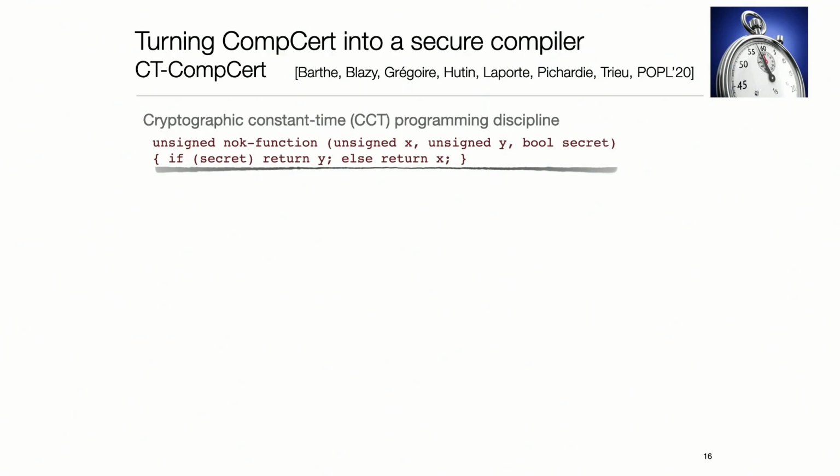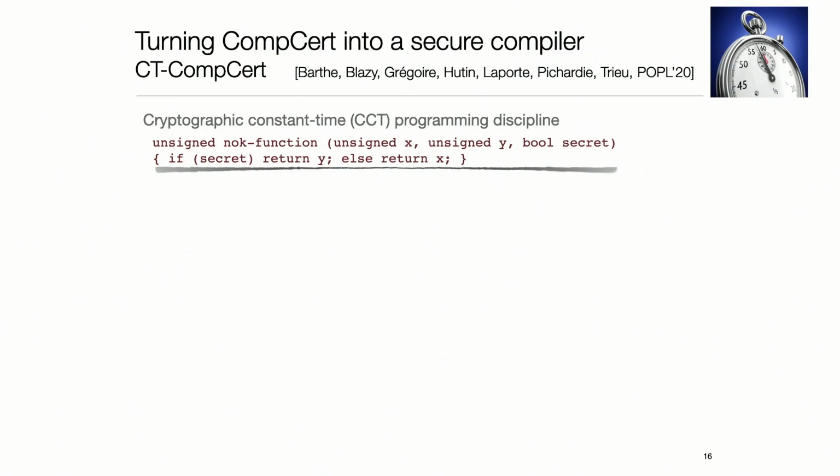So the goal is to protect programs against what are called timing and cache attacks. These are side channel attacks, where an attacker is observing several executions of the same program in order to learn information on secret values that are hidden in the program. So in order to protect against these attacks, cryptographers use a programming discipline called cryptographic constant time.